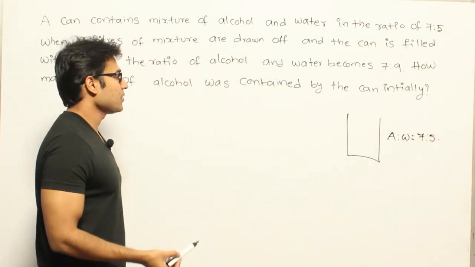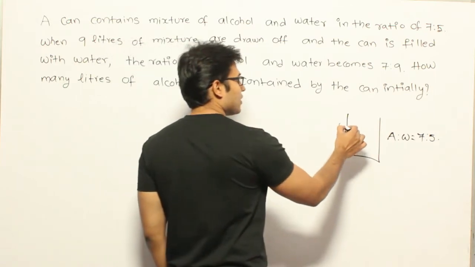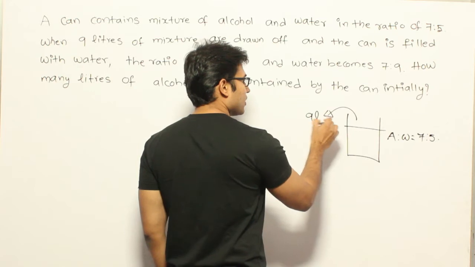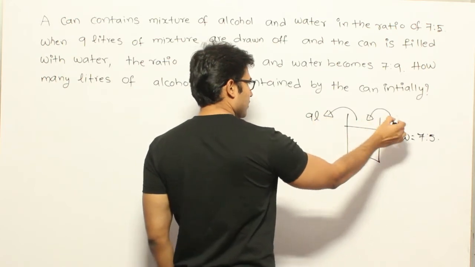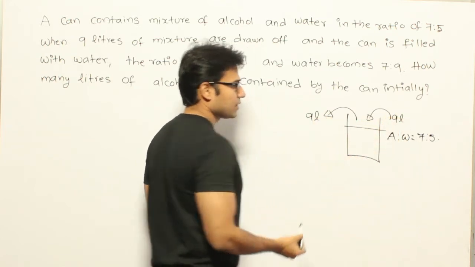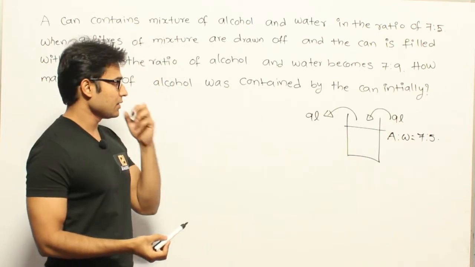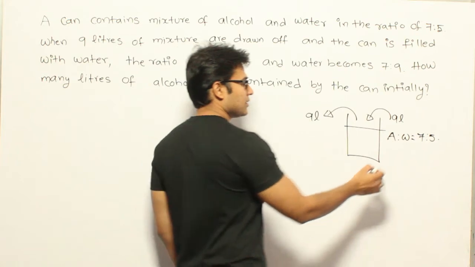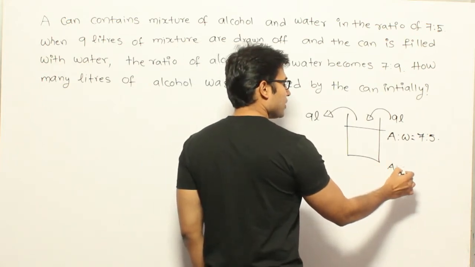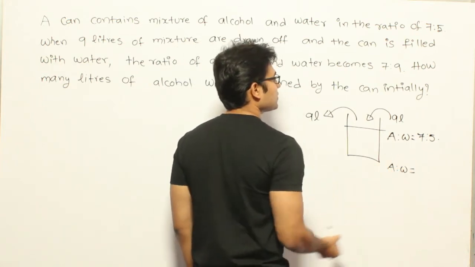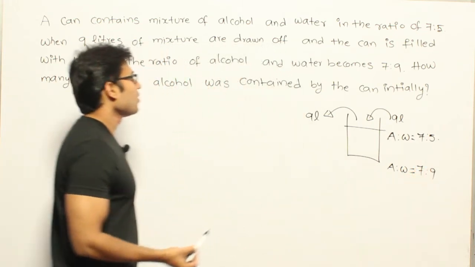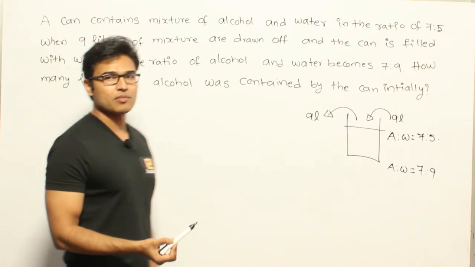And from this can they are saying that 9 liters of the mixture is pulled out and we are going to add 9 liters of water. Then the ratio of alcohol and water is changing. Finally they are saying that the new ratio of alcohol to water is 7:9. If this is the case, they are asking what is the initial amount of alcohol present there.